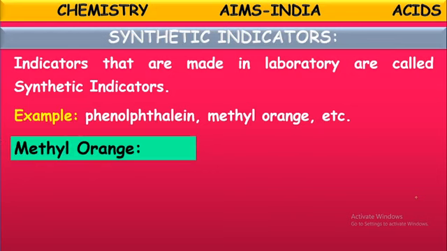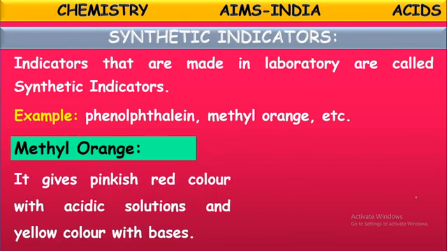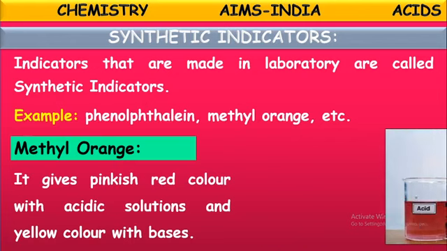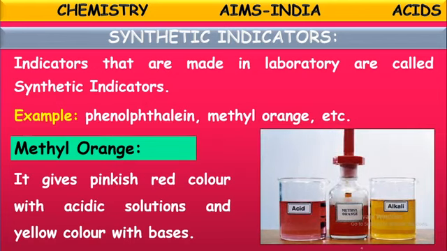First, let us say about methyl orange. It gives pinkish red color with acidic solution and yellow color with bases. Yes, the color is in the name itself, it is orange. This methyl orange is one of the organic substances which is in the orange color. It is a light orange colored solution.